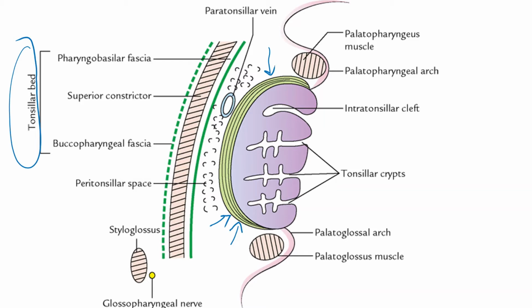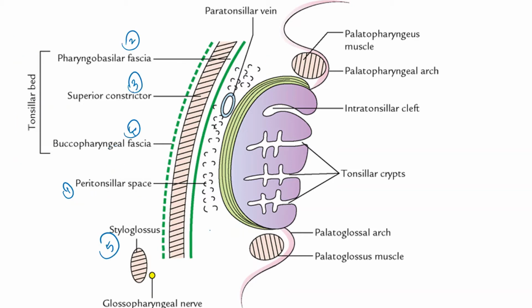Number one, the immediate lateral relation is the space which is called the peritonsillar space, containing connective tissue. Then next comes the pharyngobasilar fascia lateral to it. Lateral to the pharyngobasilar fascia lies the superior constrictor muscle, and most laterally the bed is supported by the buccopharyngeal fascia. So these are the structures which make up the tonsillar bed.